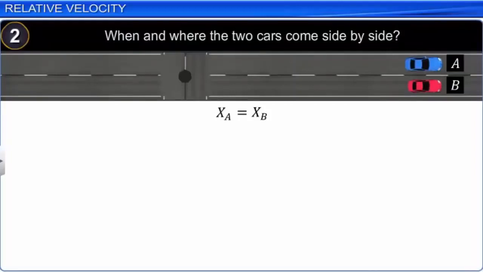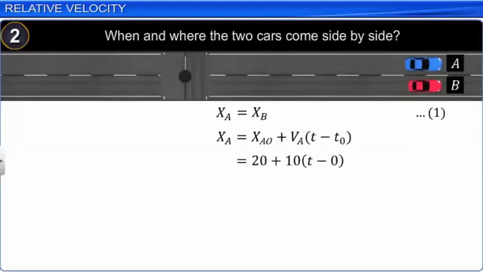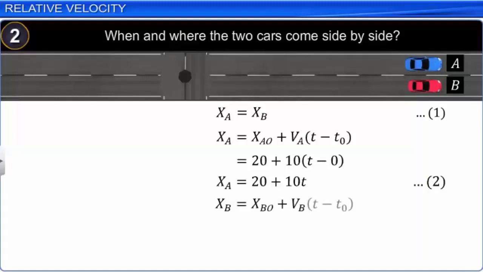Here, XA is equal to XAO plus VA into (T minus T naught). By substituting and simplifying, we get XA equal to 20 plus 10T. This is equation 2. Similarly, XB is equal to XBO plus VB into (T minus T naught). By substituting and simplifying, we get XB equal to minus 40 plus 20T. This is equation 3.